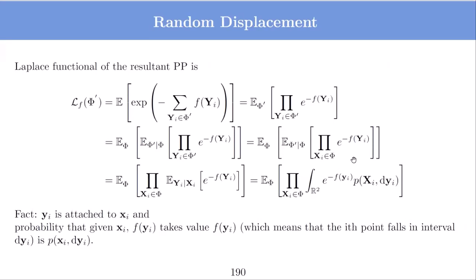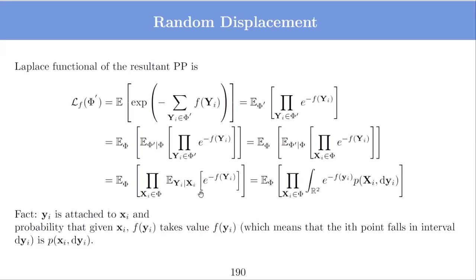So to compute the expectation with respect to phi dash given phi, we notice that the only terms needed here are x_i and y_i: y_i from phi dash and x_i from phi. So this phi dash given phi actually means y_i given x_i, because no other point of phi is required to define this expectation. And this is only a function of y_i, so we don't have to take the expectation with respect to other random variables. So this is nothing but the expectation over y_i given x_i of e to the minus f(y_i).